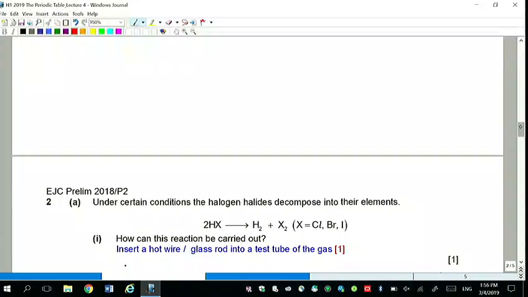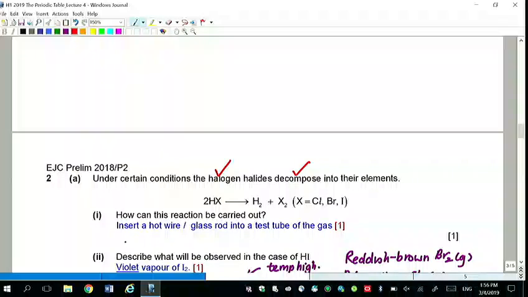The next one is a similar concept. Under certain conditions, hydrogen halide decomposes. Thermal decomposition again. Now the first part of the answer is good for you to know. How do you carry out this reaction? One way that you can carry it out is to insert a hot wire or glass rod into a test tube of the gas. I know this is not in your lecture notes, so now it's good for you to know how this thermal decomposition of your group 17 hydride could be carried out in the lab. This is one way that it can be carried out. So you just jot it down and then now you know.